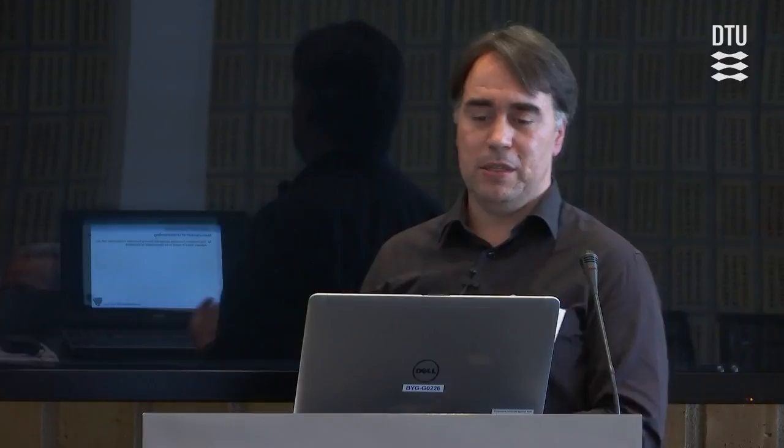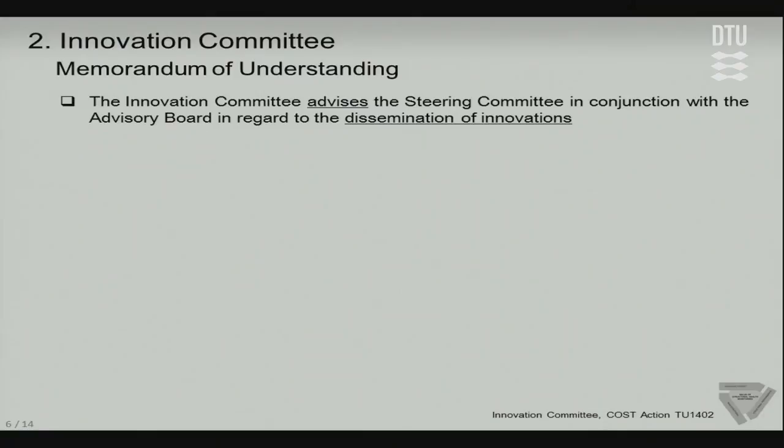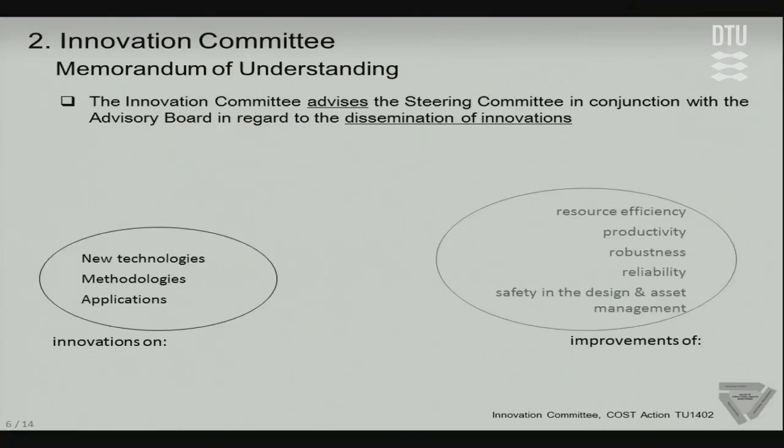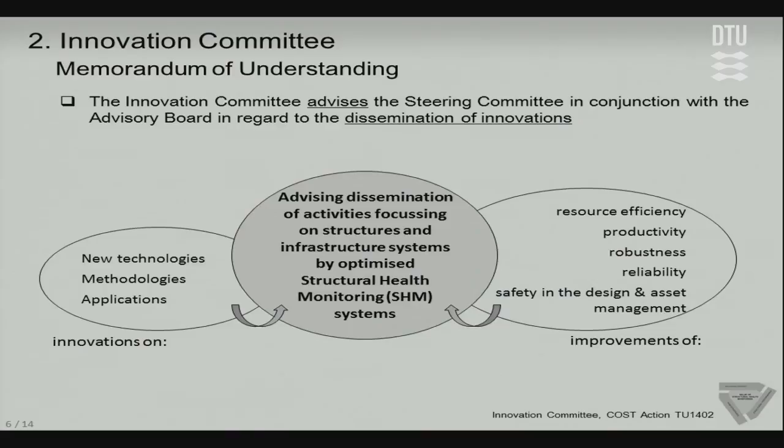Well, what about what is defined in the memorandum of understanding of this COST Action? It says that the innovation committee advises the steering committee, in conjunction with the advisory board, in regard to the dissemination of innovations related to new technologies, methodologies, and applications towards, let's say, resource efficiency, productivity, robustness, reliability, and therefore advising dissemination of activities focusing on structures and infrastructure systems by optimizing ACGM systems.